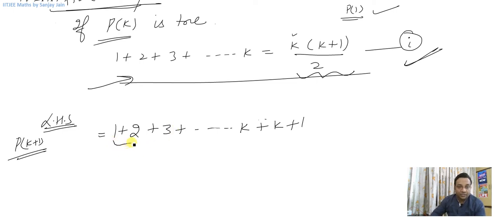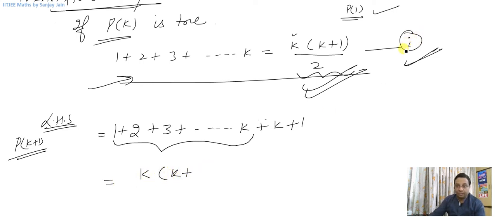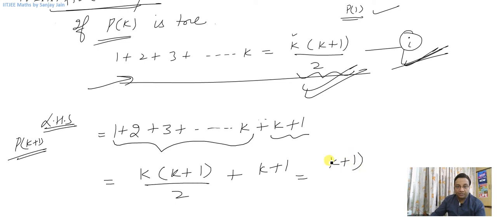So out of this, this much portion I know is equal to this expression here. So let me replace it with the right hand expression of the first statement. So k into k plus 1 by 2 plus k plus 1, right? Now if you see, I can take k plus 1 common from these two statements, and I'll have k by 2 plus 1.